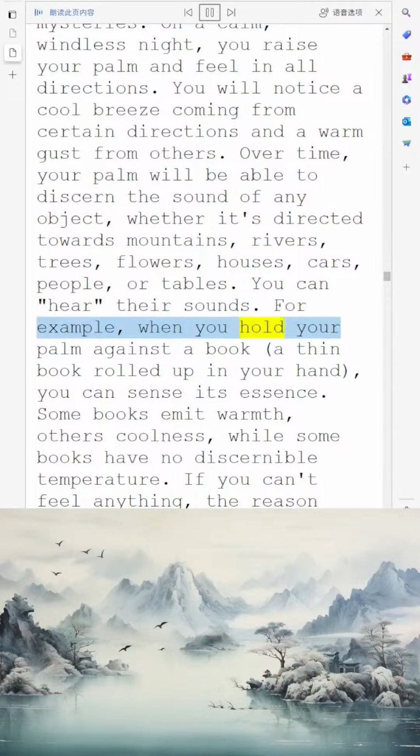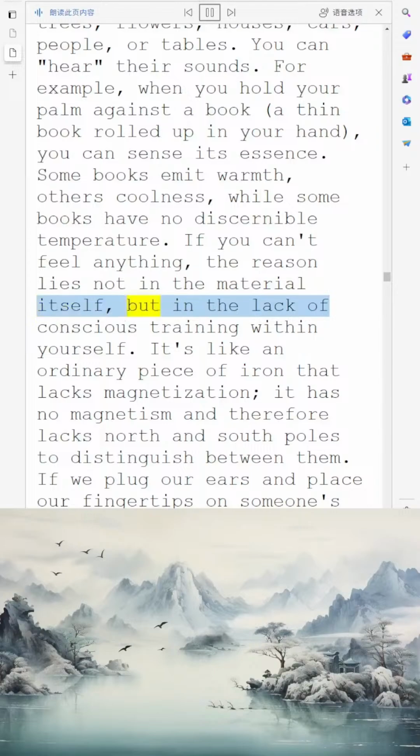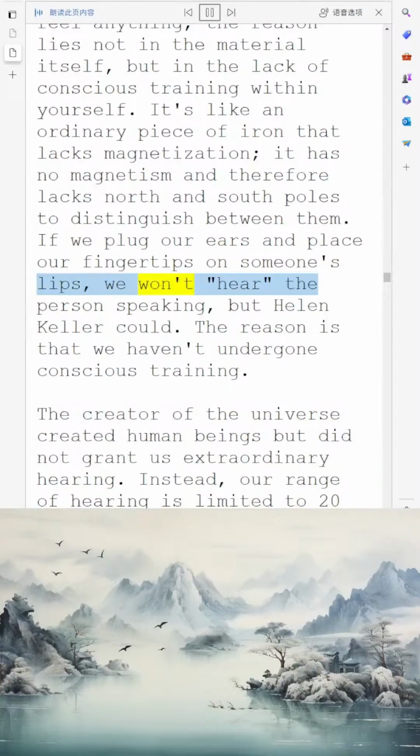For example, when you hold your palm against a book, a thin book rolled up in your hand, you can sense its essence. Some books emit warmth, others coolness, while some books have no discernible temperature. If you can't feel anything, the reason lies not in the material itself, but in the lack of conscious training within yourself. It's like an ordinary piece of iron that lacks magnetization. It has no magnetism and therefore lacks north and south poles to distinguish between them. If we plug our ears and place our fingertips on someone's lips, we won't hear the person speaking, but Helen Keller could. The reason is that we haven't undergone conscious training.